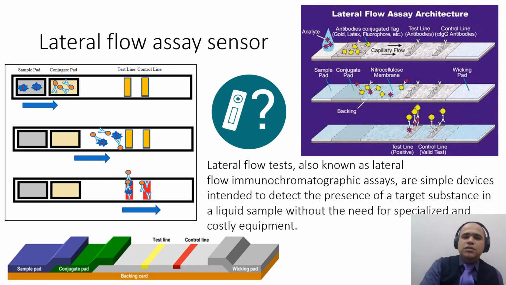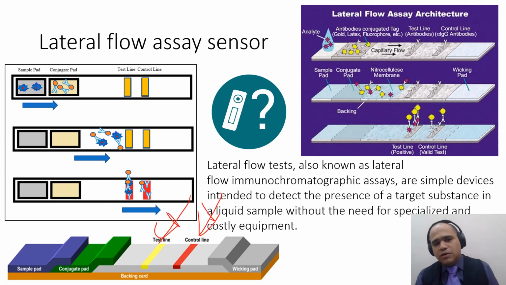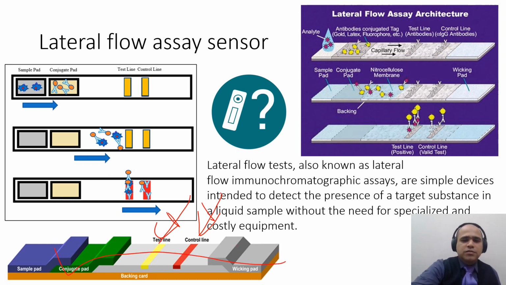So how do these things work? Basically, there is one test line and one control line. The control line should always come up, ensuring that the sample has been soaked up by the conjugate pad and transferred all the way to the backing pad. A test line might or might not come up, depending on whether the test is positive or negative.